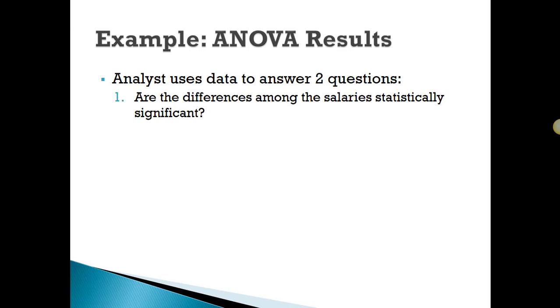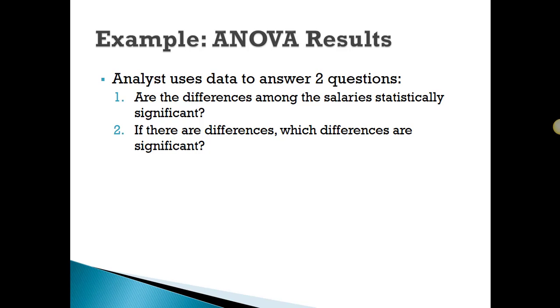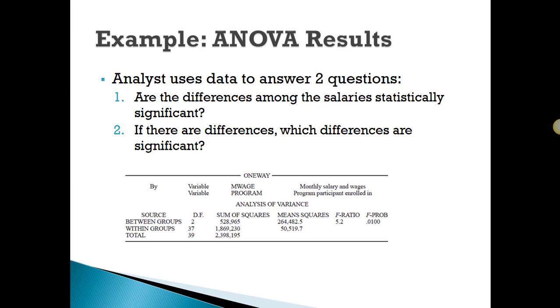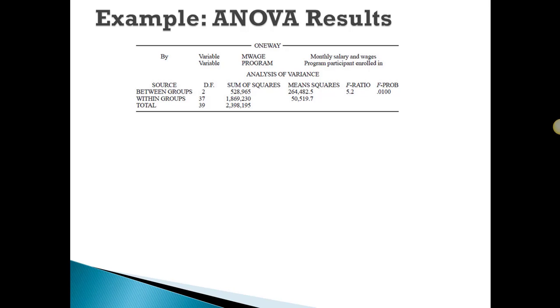So there are 2 questions we can ask. Are the differences among the salaries statistically significant? And if there are differences, which differences are significant? So we do what we remember: we said analysis of variance. We look over here, here's the between-groups variation, and the within-group variation, and the F ratio is the quotient of this divided by this. Remember, we said if it's greater than 1, it's probably significant, and it is in this case. It's got a p-value of 0.01.